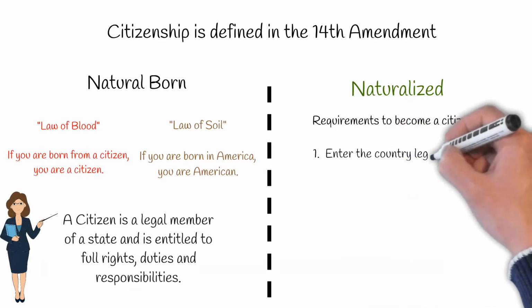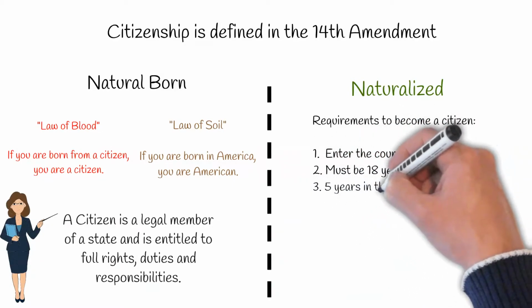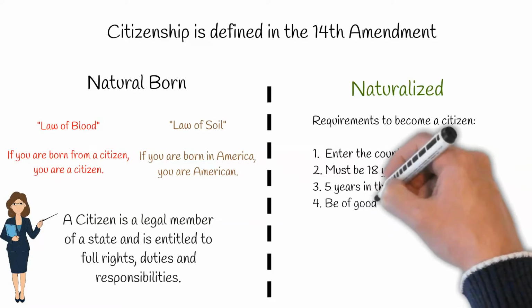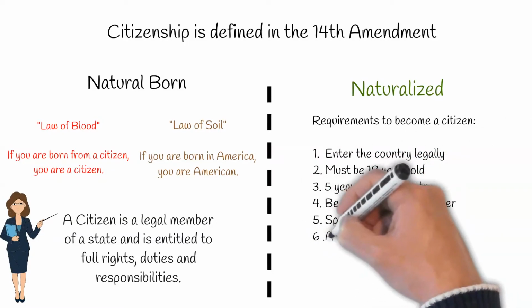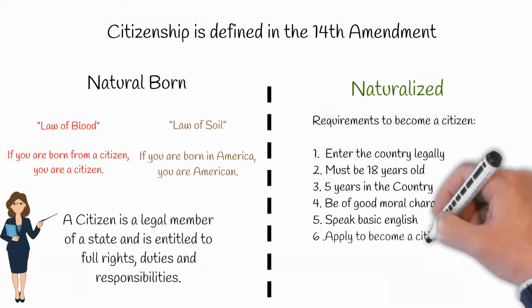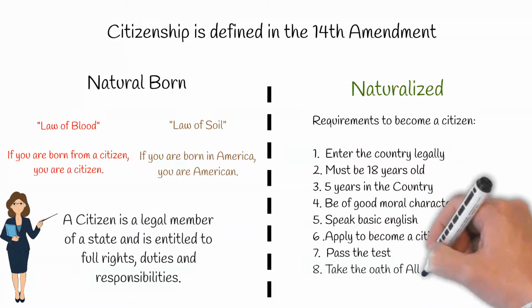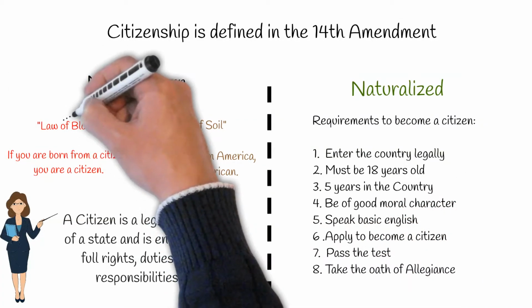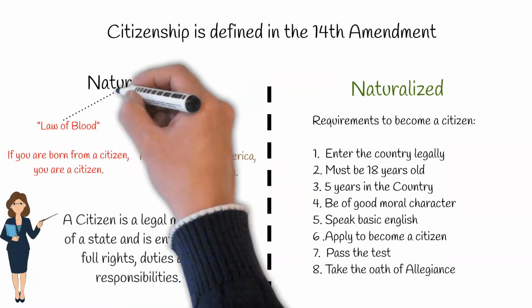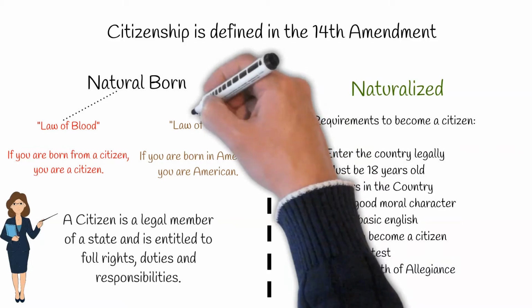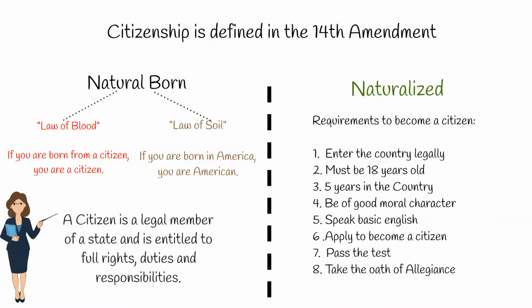you're American. Finally, for naturalization, we learned that there are certain requirements that must be fulfilled, such as entering the country legally, you must be 18 years old, you must have lived in the country for at least 5 years, you must be of good moral character, you must speak basic English, you must then apply to become a citizen, pass the citizenship test, which is like a civics test, and then take the oath of allegiance. Both of these ways allow you to become a U.S. citizen.